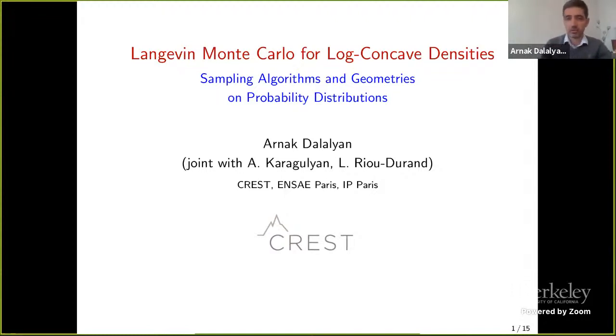So the paper that I will present now is about Langevin Monte Carlo for log-concave densities. The important point here is that there is no word strong in the title, so we will be mainly focusing on the case where the density is log-concave, but not log strongly concave. It's joint work with my former PhD student, Avetik Karagulyan, and Lionel Riou-Durand.